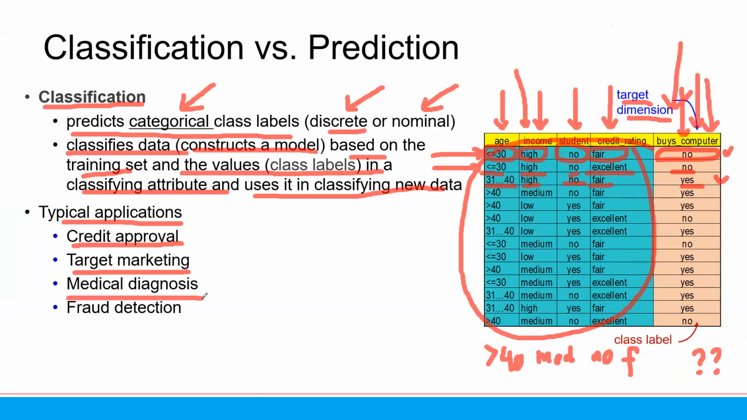And medical diagnosis. Now you know about the COVID-19 tests. Okay, we have the PCR test or we have another test. So they have a lot of measures. We can determine whether someone is positive or negative. Fraud detection. So if you use your credit card, there can be some fraud. So they can also recognize, if they have a lot of attributes, whether it is a fraud or not.